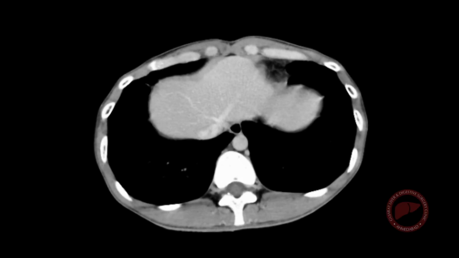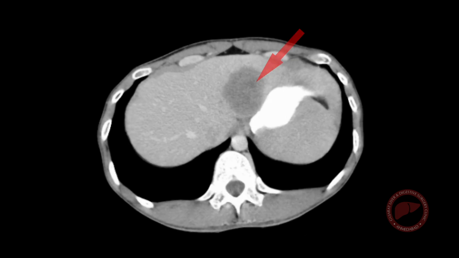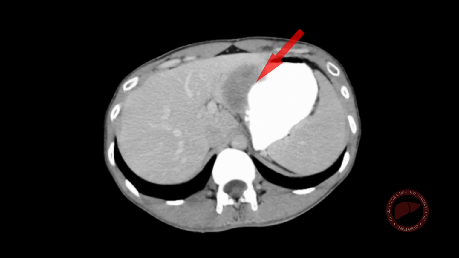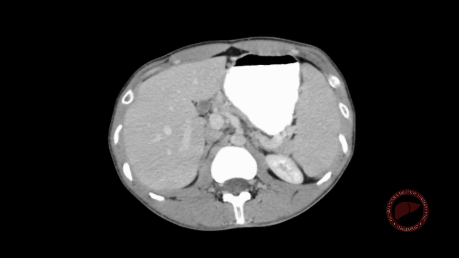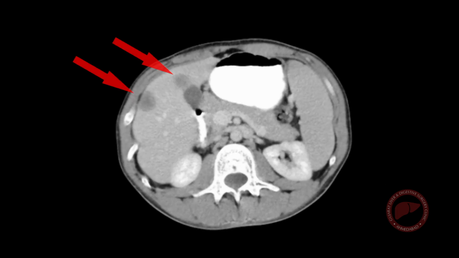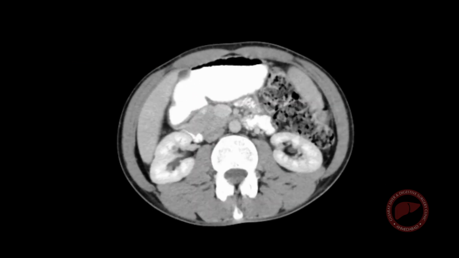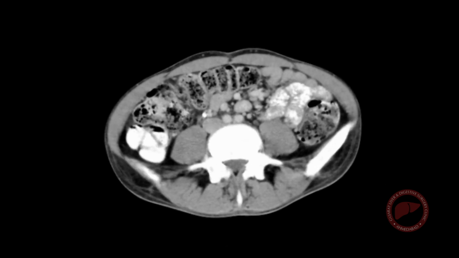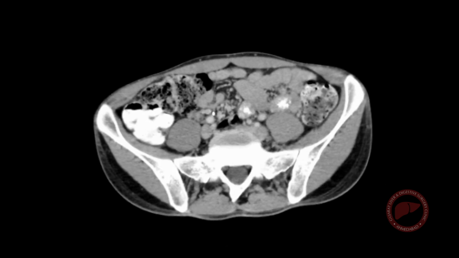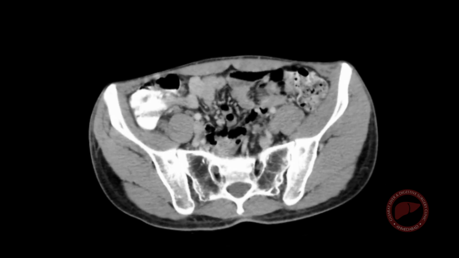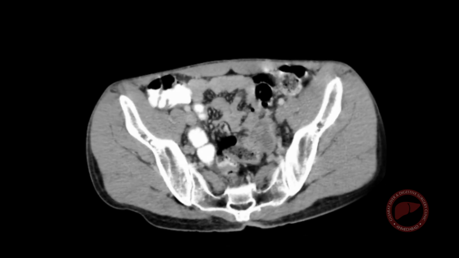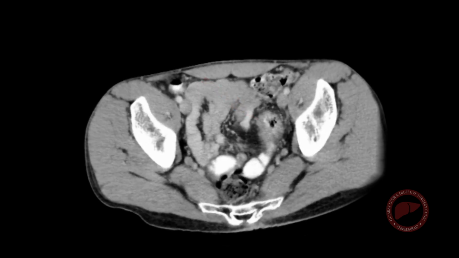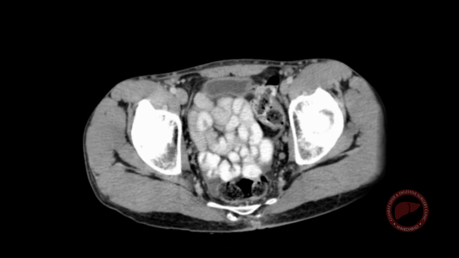and multiple liver metastases. As you can see on CT scan, there was a large metastasis on the left lateral segment and there were two large metastases on the right lobe of his liver. And in the pelvis, you can see there was a large mass in the sigmoid colon with small regional lymph nodes.